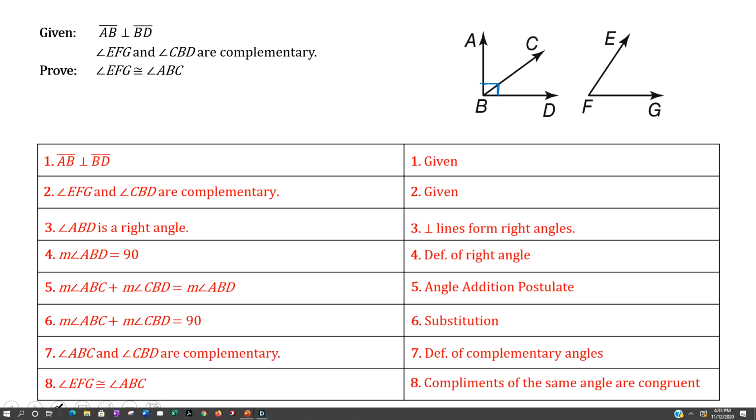I hope you were able to figure that one out yourself and get through it, because we really need to get to the point where we can do these proofs and have a good understanding of how to get from start to finish.